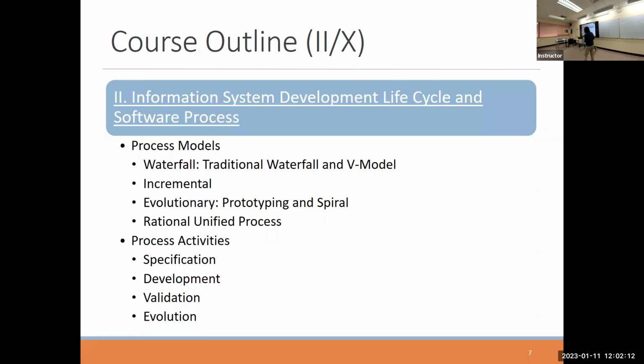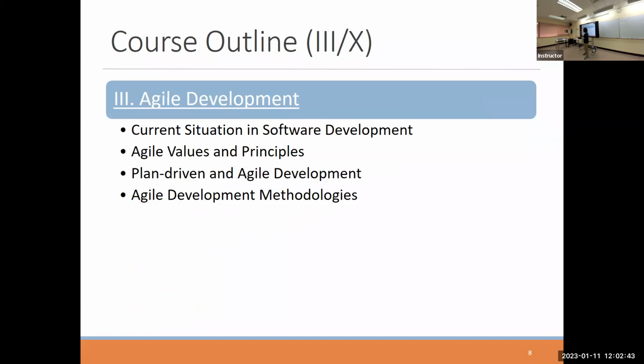Okay, the second topic is the life cycle and the software process. As I already mentioned, software is a key component in information systems. So we need to know proper process models well in order to develop good software. So we learn key process models, including the very traditional ones: waterfall, incremental, evolutionary, Rational Unified Process, and also agile methodology, and several of the activities of the process.